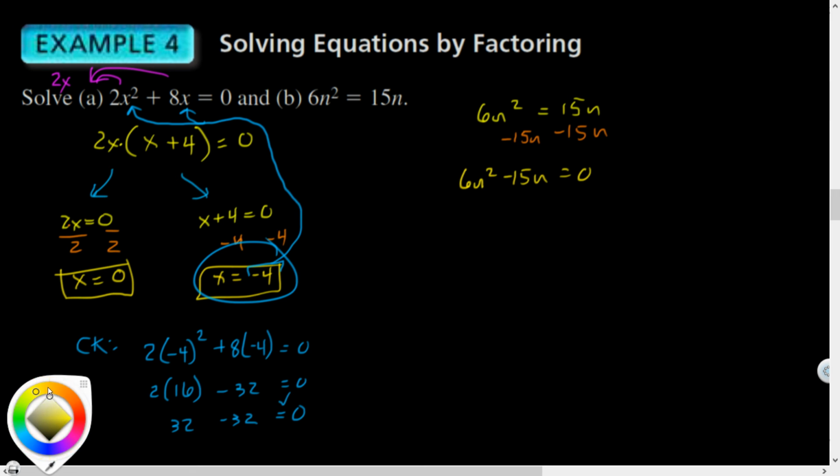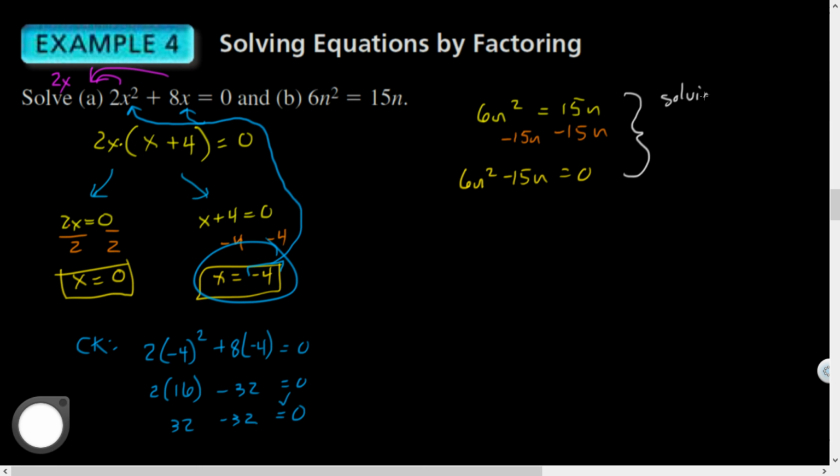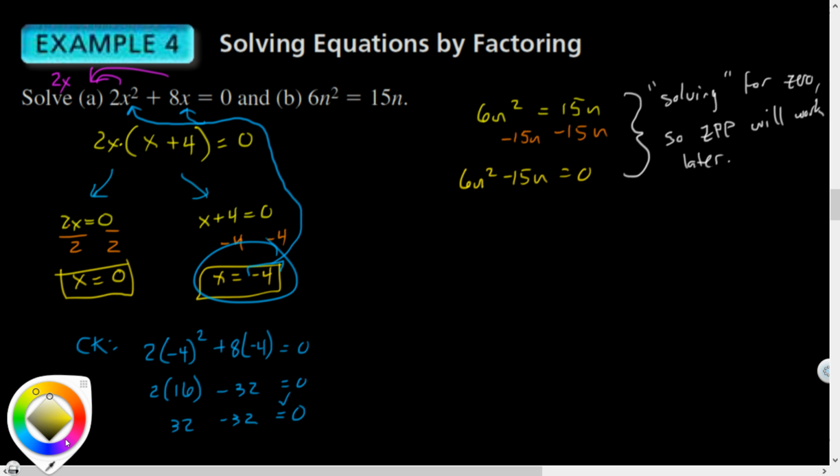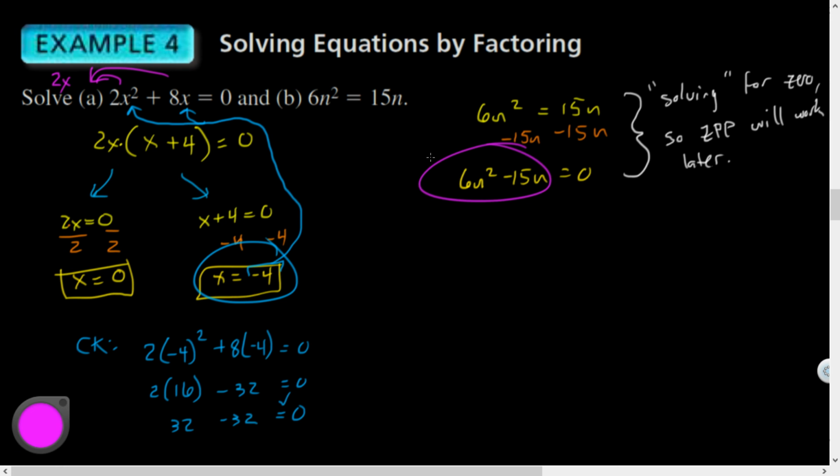Let's actually write down in our notes why we're doing this. I'm solving for 0, so to speak, so ZPP will apply. So ZPP will work later. That's what I'm trying to do. I'm getting everything away from one side of the equation so that it's equal to 0. And now it's equal to 0, but the question is what's on this side of it factored?